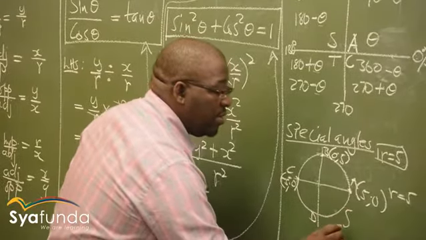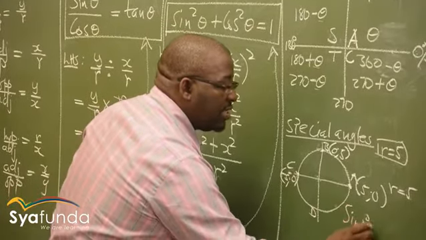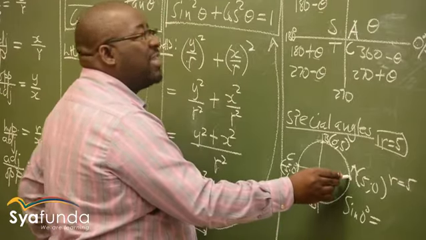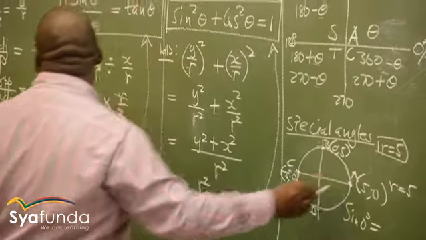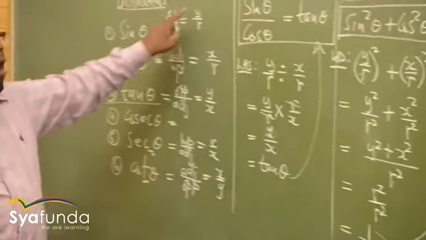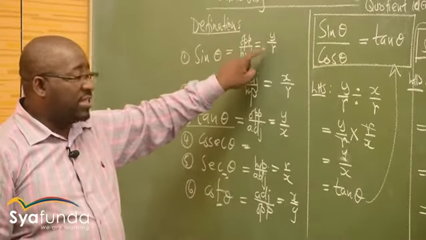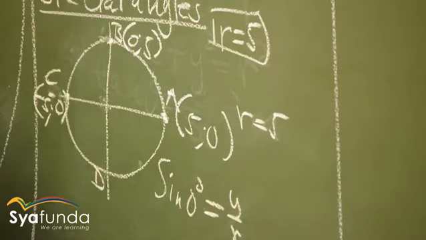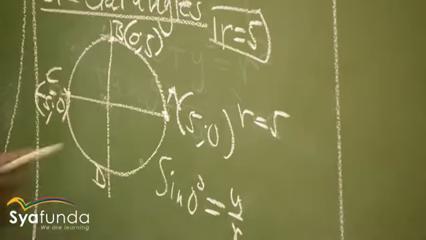Let us use sine 0, for example. What is sine 0? Sine 0 degrees. Where is 0? 0 is here. So what is the definition of sine? Sine is y over r. So this becomes important. Sine is y over r. I go to 0 and check what is y, what is r there.